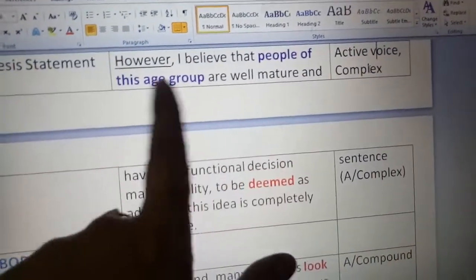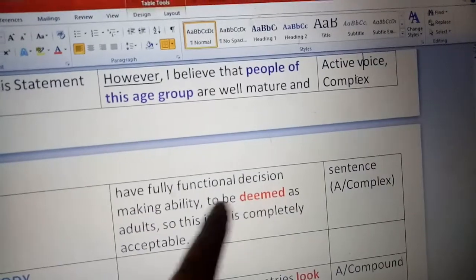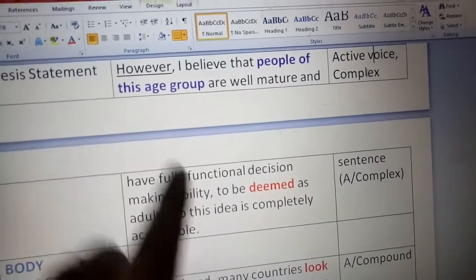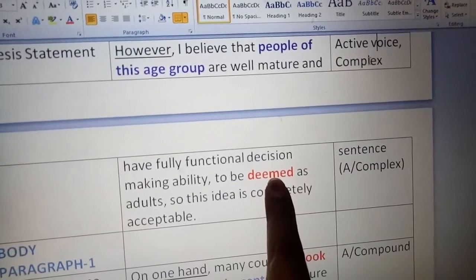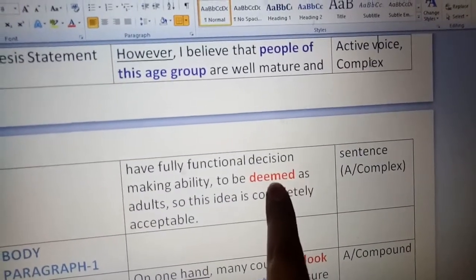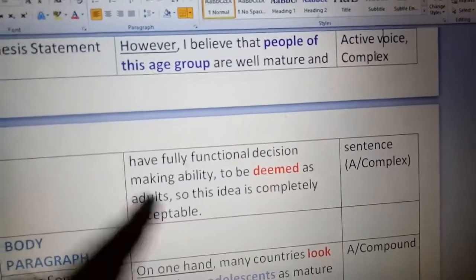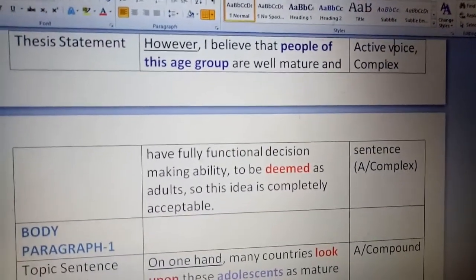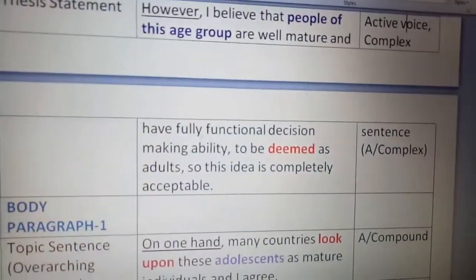So, I believe that people of this age group are well mature, my first point, and have fully functional decision-making capability, my second point, to be deemed. Deemed, the red color was for consider or considered. So, I use the synonym deemed as adults, so this idea is completely acceptable. This is my view. This is my complex sentence and it is in active voice.